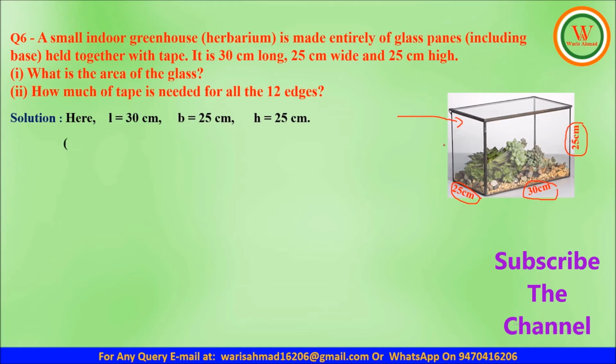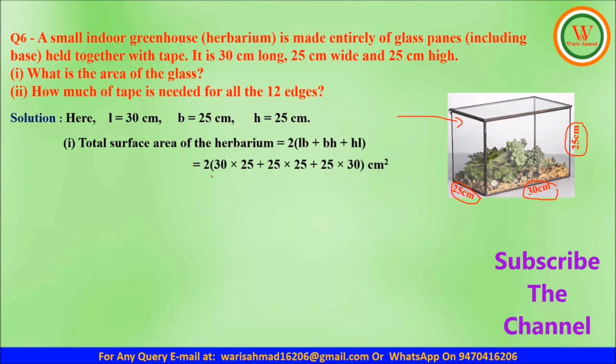So here we have to write total surface area of herbarium will be equals to 2 under bracket LB plus BH plus HL. This is the formula to calculate the total surface area of any cuboidal shape. After that, we have to put the value of length, breadth and height in this formula. So after putting, we will get this equation, because the length is given 30, breadth is given 25 and height is also given 25 centimeter.